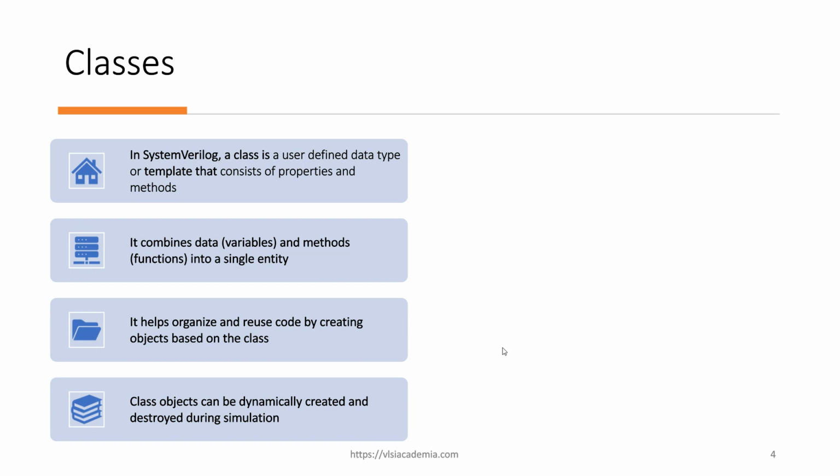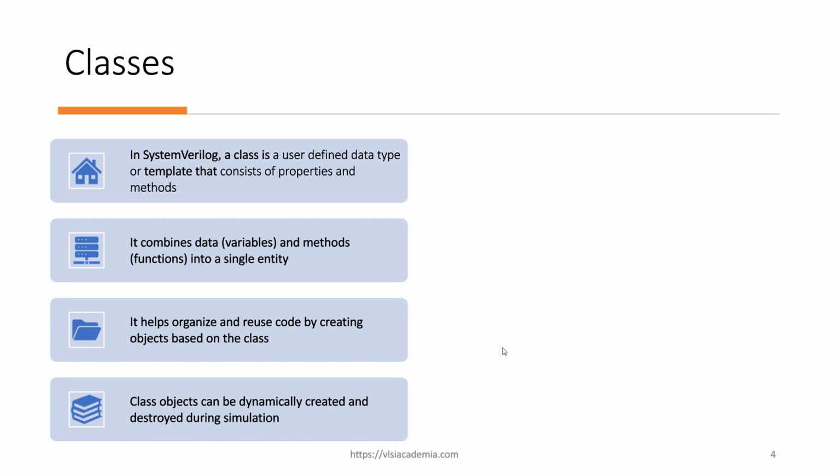Now, one important feature of class objects is that they can be dynamically created and dynamically destroyed. So, when we are simulating, we can create the objects of this class house during the simulation, and these houses can be destroyed also during the simulation. This I will explain later in detail in the next slide.